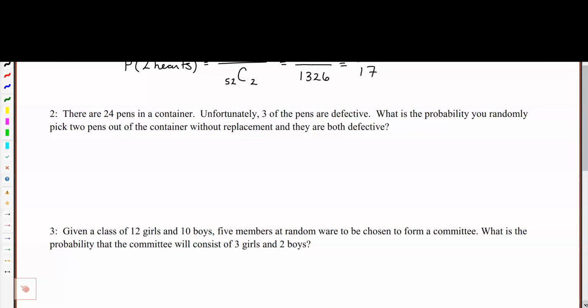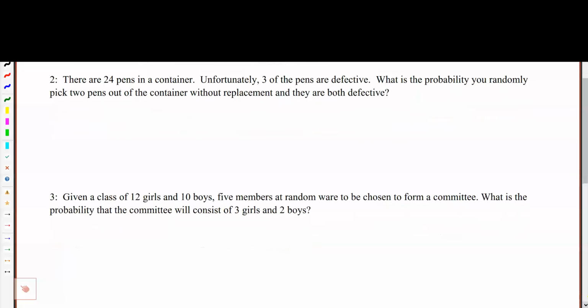Let's take a look at this next example about pulling pens out of a container. We've actually looked at this previously. There are 24 pens in a container. Unfortunately, 3 of the pens are defective. What's the probability that you randomly pick 2 pens out of the container without replacement and they are both defective? We originally solved this problem in section 11.5 when we did problems involving the word and, but let's review it again and we'll learn a different method for computing the probability.